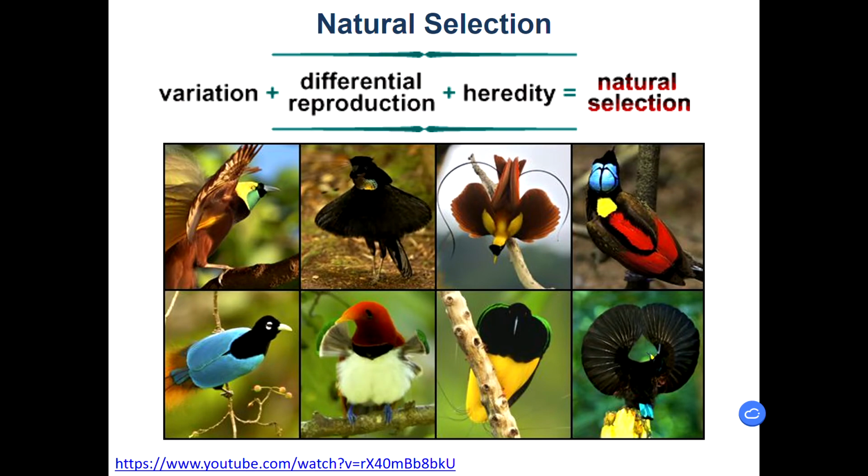So here's an example of birds of paradise. If you want to learn more about them, there's a pretty cool video. Here's a link to it. But all of these birds live on the same island. And over time, over many generations, they all look very different from each other due to natural selection. So cool example where the birds look real crazy.